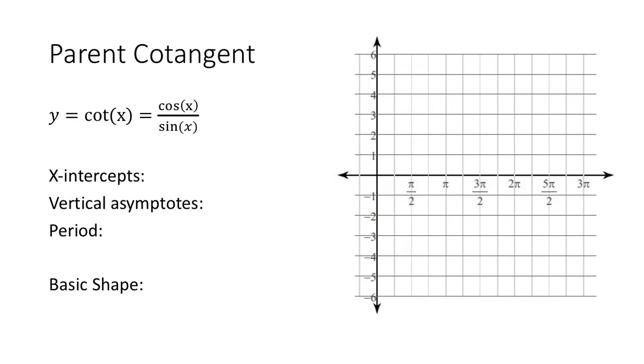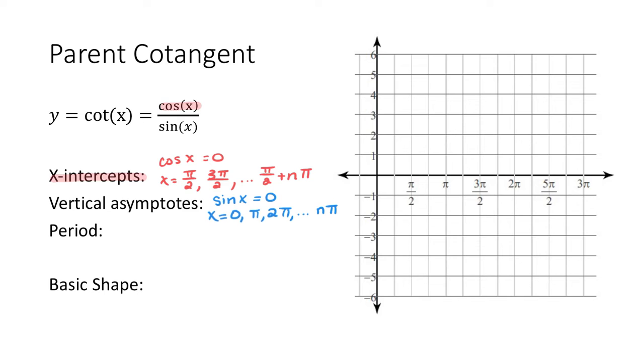Next, we're going to look at the parent function of cotangent. This works very similar to the parent function of tangent because it is a rational function, but here the cosine is my numerator, so that's going to give me my x-intercepts. The sine is my denominator, so that's going to give me my vertical asymptotes. See if you can pause the video and identify your x-intercepts and vertical asymptotes of the cotangent function. Okay, pause the video to check your work.